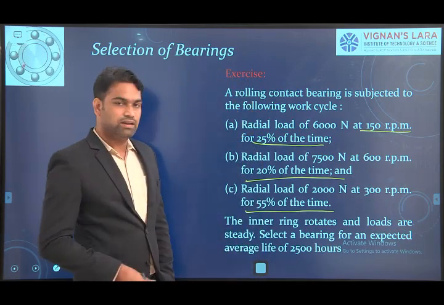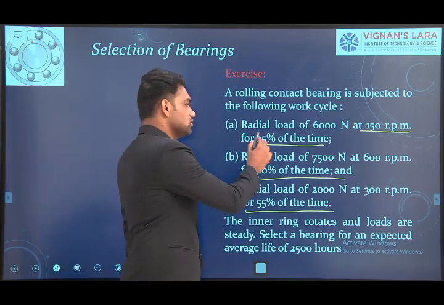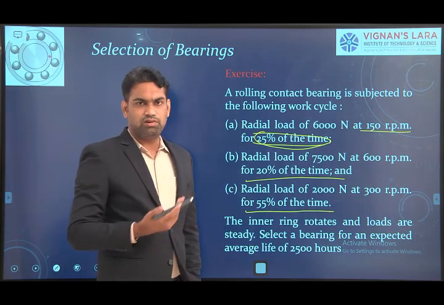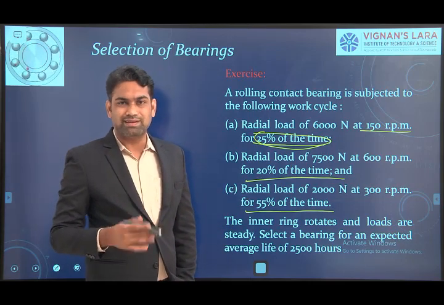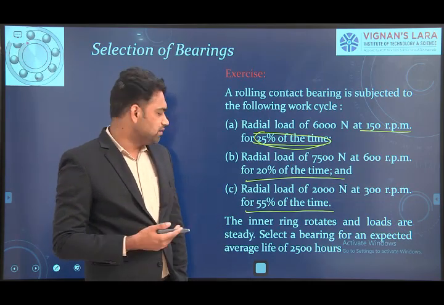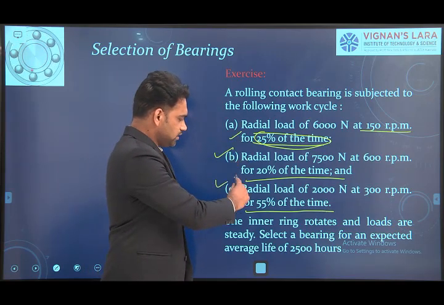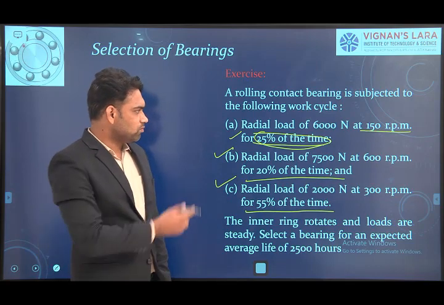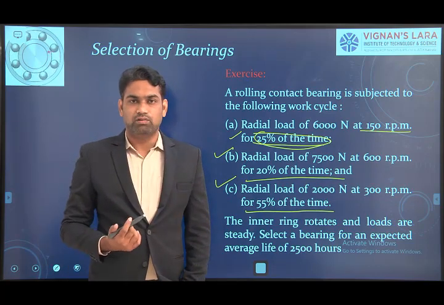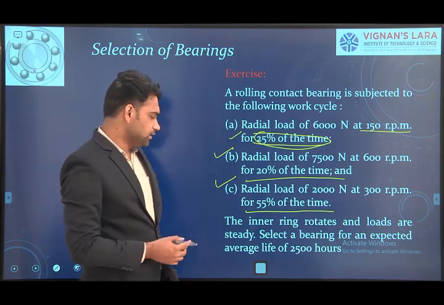So you need to calculate N1, N2, N3 using these percentages of time, where 25% of time means 1/4 of the total cycle. One work cycle can be divided into 3 parts. Here it is 55%, 20% of the time, and so on. So you need to calculate N1, N2, N3, and in similar fashion you can select the bearing.